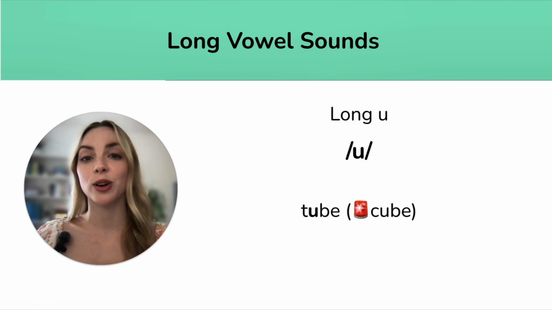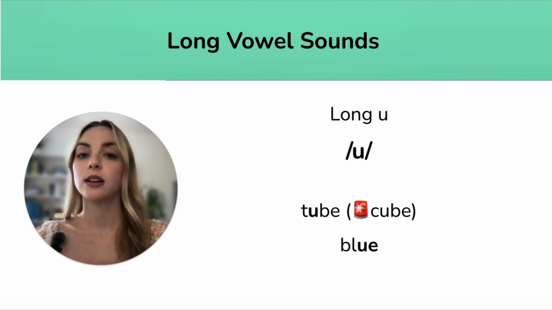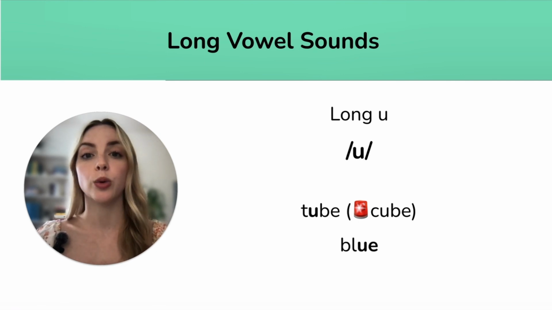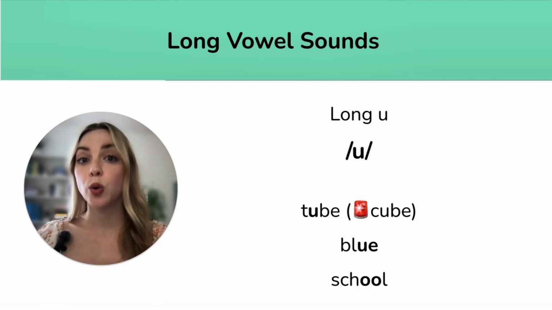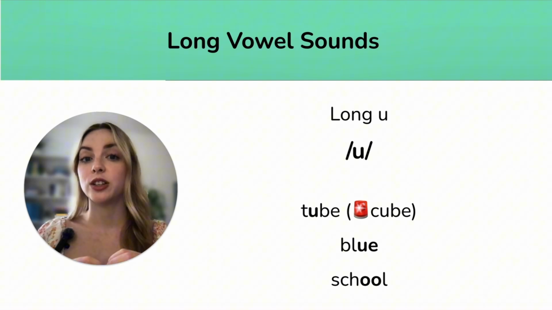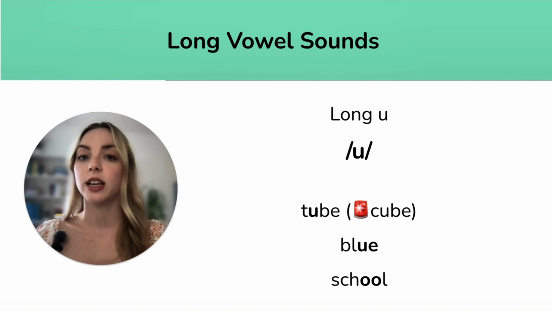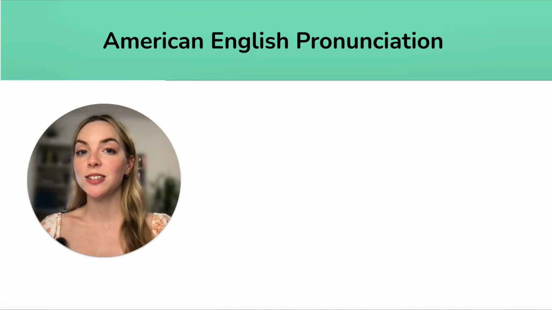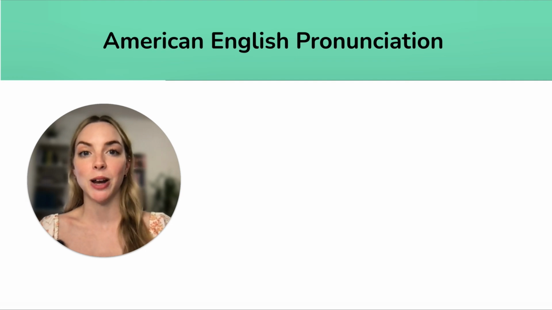Okay, another word with the long U sound, ooh, is blue. Or school. Often when two O's are together, like in this word, we have the long U sound. All right, so now you know the short and long vowel sounds in American English.